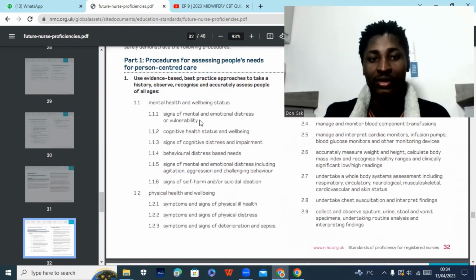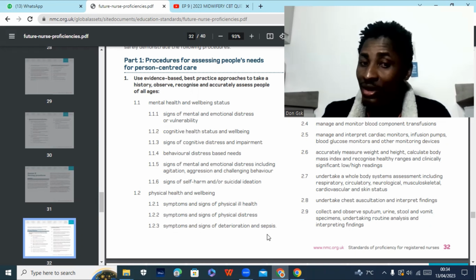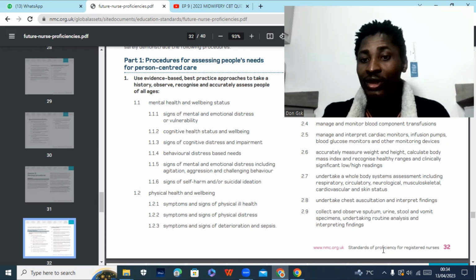For instance, we have mental health and well-being status. So what you need to know on that one, physical health. So for example, symptoms and signs of deterioration and sepsis. So it means that at the exam, they can ask you of signs of sepsis. Do you get it? So that is how it is.